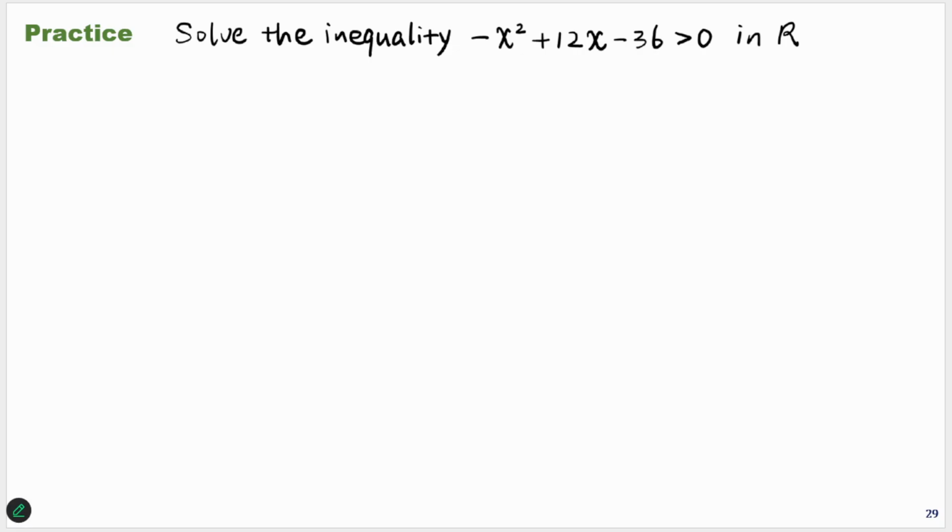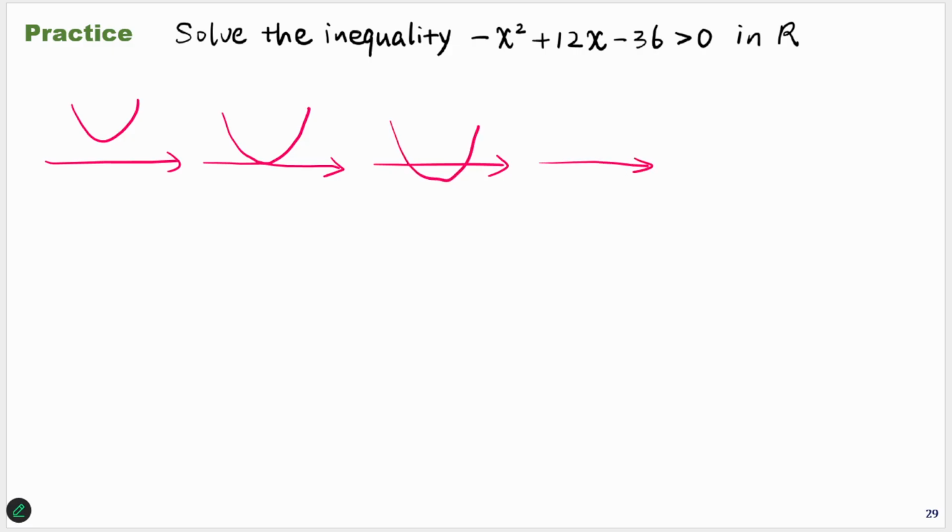There are only 6 possibilities for the graph of a quadratic function, right? Opens up with no x-intercept, opens up with one intercept only, opens up with two x-intercepts, or opening down with no intercept, opening down with one x-intercept, and opening down with two different x-intercepts, right?